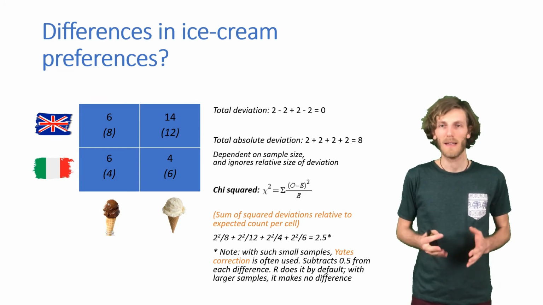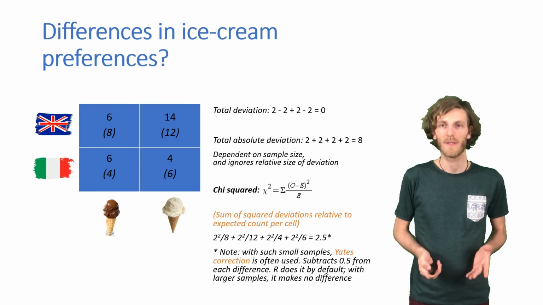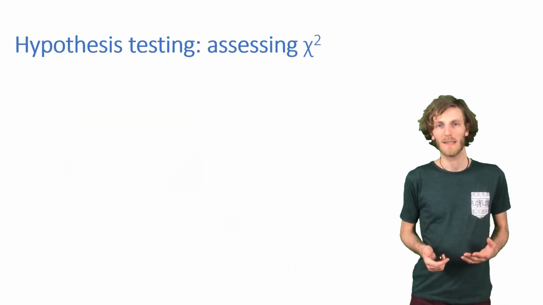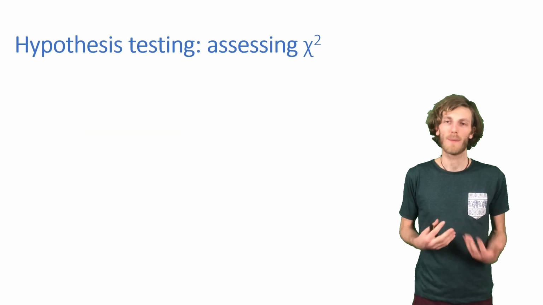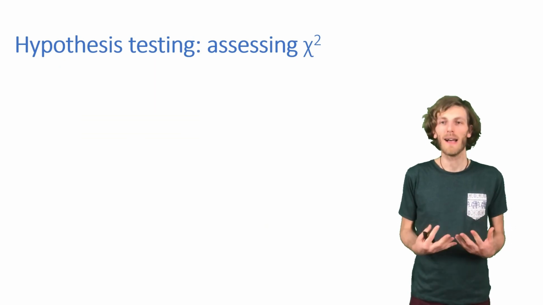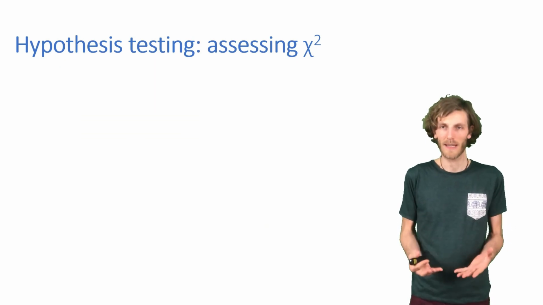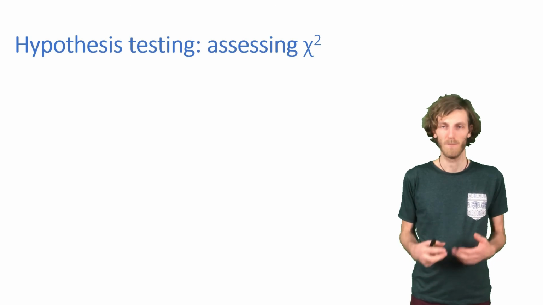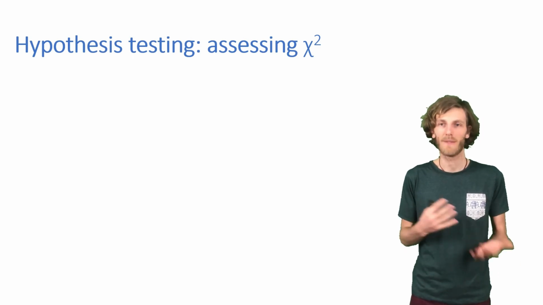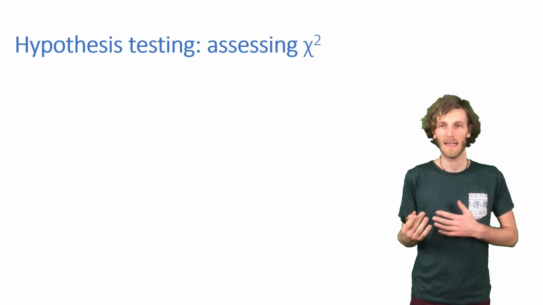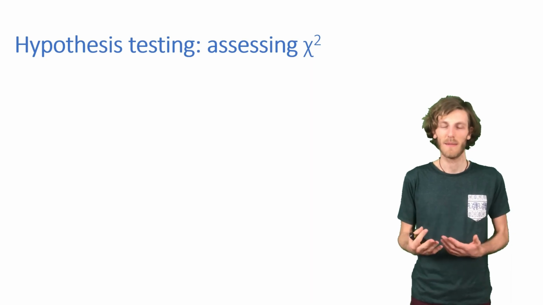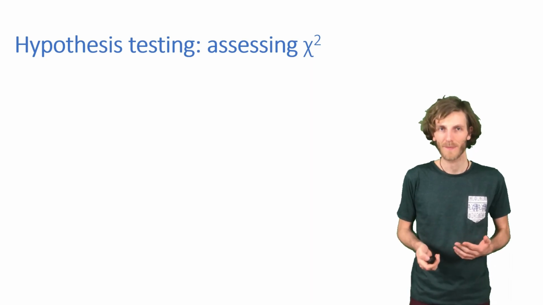But that's an exception to the rule. If we now say, well, our chi-squared is 2.5, what do we do with that? Well, we need to do hypothesis testing. We need to say, how likely is this observed chi-squared value to arise if there is no difference in the preferences of Italians and Brits?